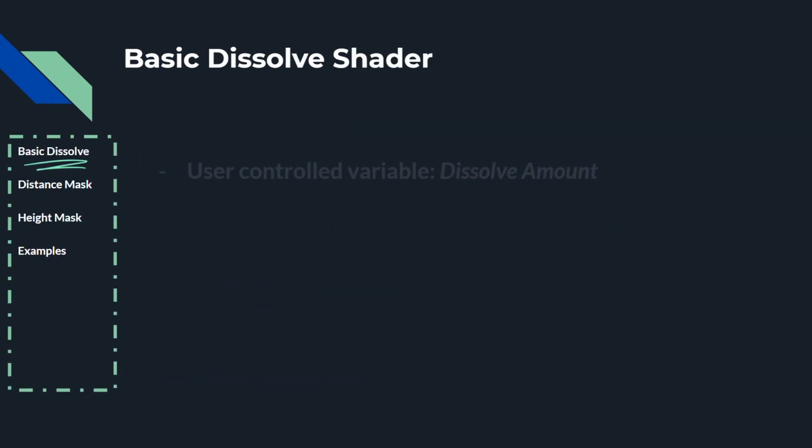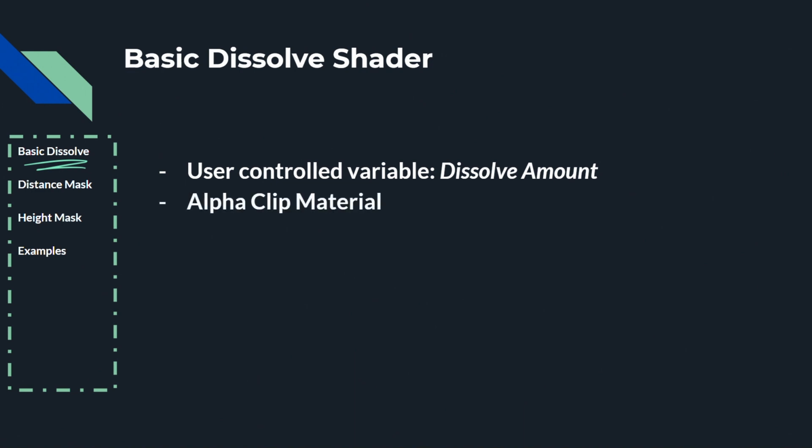For the first shader, the basic dissolve, we are going to learn how to have a normalized variable as a main input, the basics of alpha clip materials in Unity, how to implement a noise mask, and how to create the emissive mask and its color.